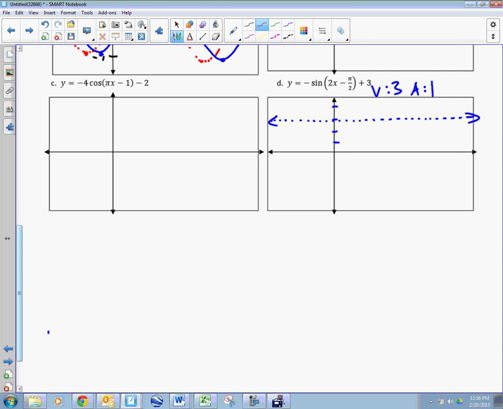Okay, so I got my maximum of 4 and my minimum of 2. What's the period? Pi, how'd you get that? 2 pi divided by 2. It's pi.